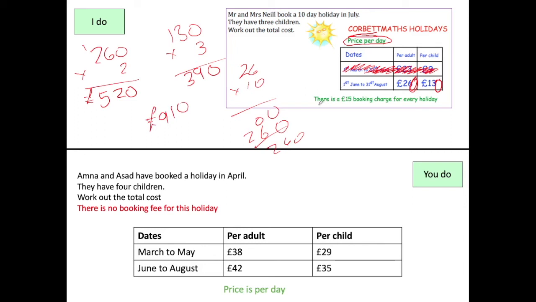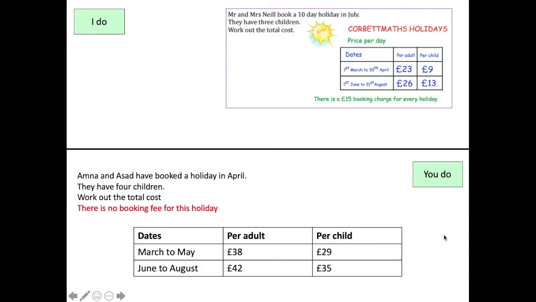However, there's one part of this question that's still missing. This little bit here. It says there is a £15 booking charge for every holiday. So we need to add 15. So the total is going to be £925. Right, so now what I want you to do is pause the video for about a minute and attempt the question below.